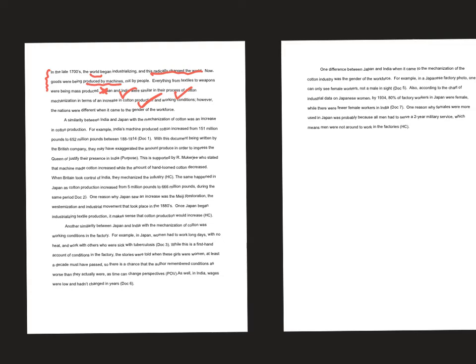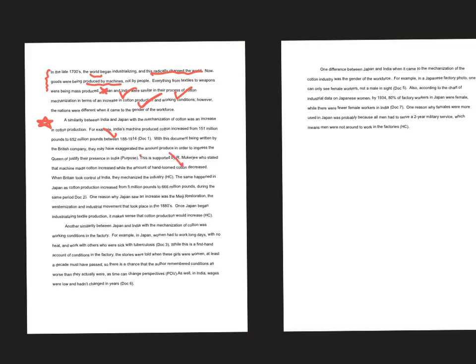So here we go. We're in the first body paragraph. Outstanding topic sentence. Way to go. Very clear. And then the evidence from document 1 is very specific, 151 million to 652 million pounds, specific enough, that would earn the point. And then I look for the next document. The next document comes down here, right about here, and this is supported by Mukherjee, who stated that machine-made cotton increased while the amount made of hand-loomed cotton decreased. That would get it for specific evidence to support.